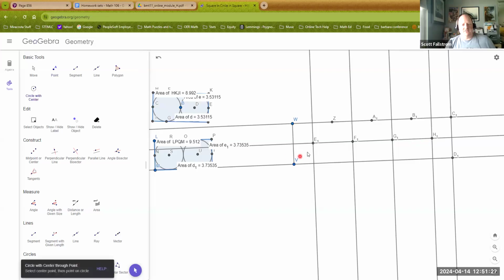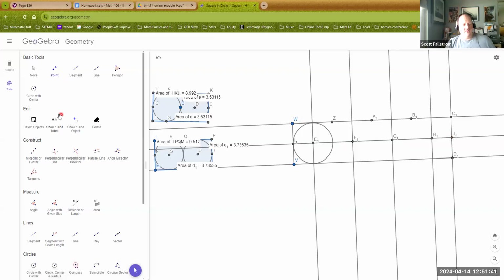And here come the circles. Start with the center, and I need a point here. There we go. So I'm going to go circle with center and radius. Here we go. And oops, I need a point on the other end. Let's make a point there. Build my circle. There we go.